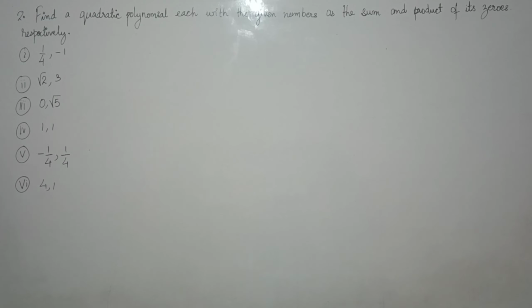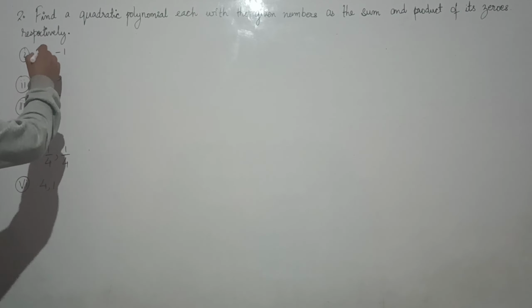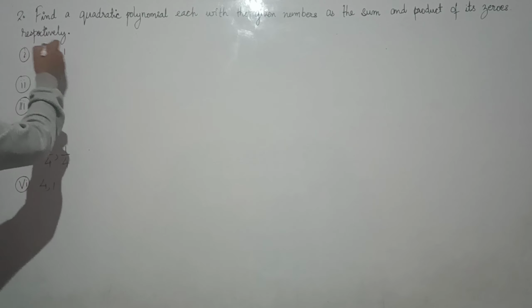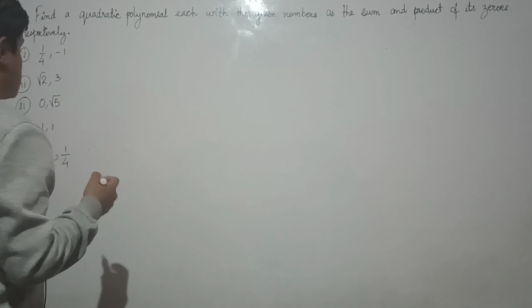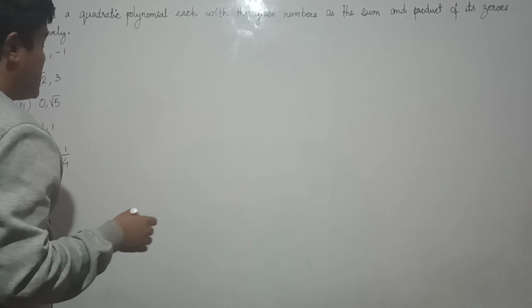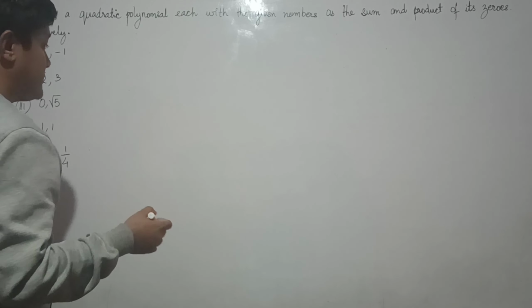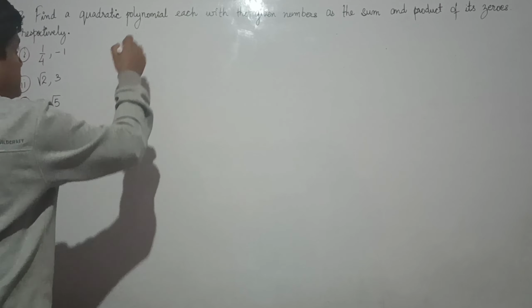So let us see exercise 2.2, question number 2. Find a quadratic polynomial each with the given numbers as the sum and product of its zeros. So respectively, first has been given as the sum of the zeros and second has been given as the product of zeros. So before doing this, we write the general formula for a quadratic polynomial.